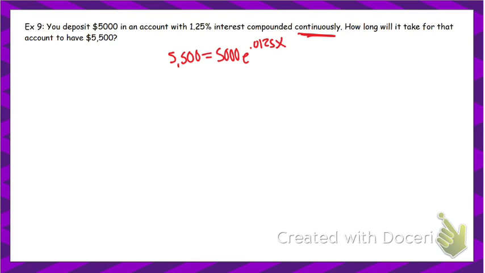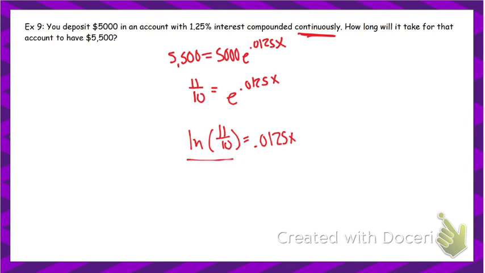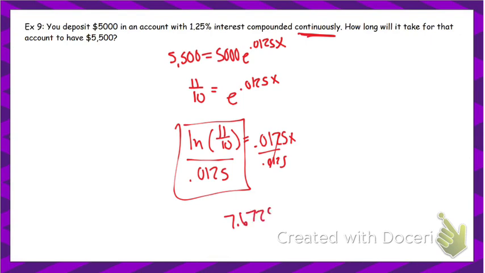So divide by 5,000, that's going to be 55 over 50, which I'm just going to write as 11 over 10. The base at this point is by itself. Let's rewrite it as a log. Log base e is ln. So natural log of 11 over 10 equals 0.0125x. Divide by 0.0125. At this point, that is your exact answer. Plug that into a calculator, and you'll get your actual answer of 0.7625 years.